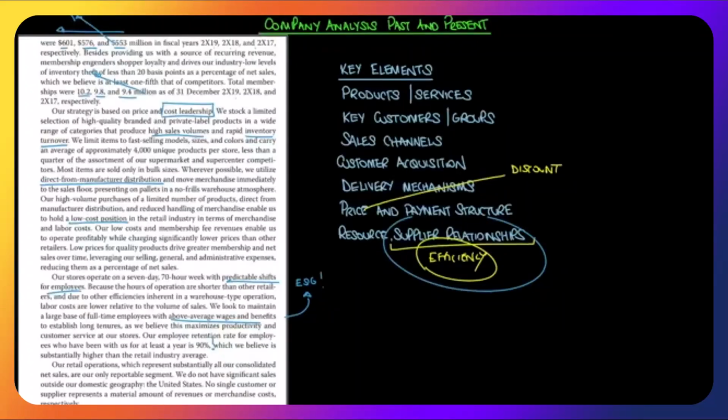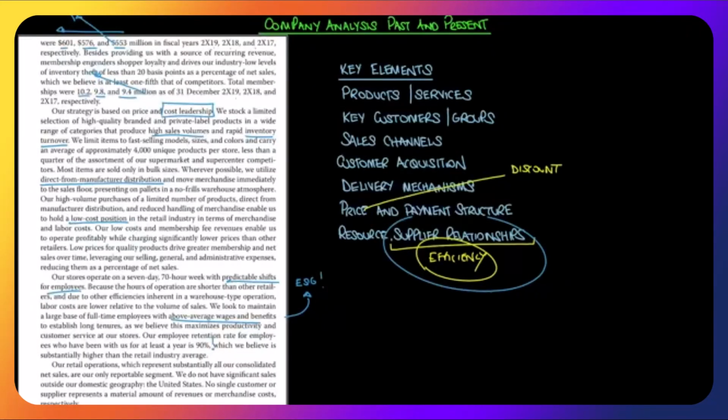Our retail operations, which represent substantially all our consolidated net sales, are our only reportable segment. So no issues really with kind of segmental analysis and product mix. I say product mix, they sell absolutely everything. So it would be nice to break down kind of food, non-food, appliances, petrol, etc.